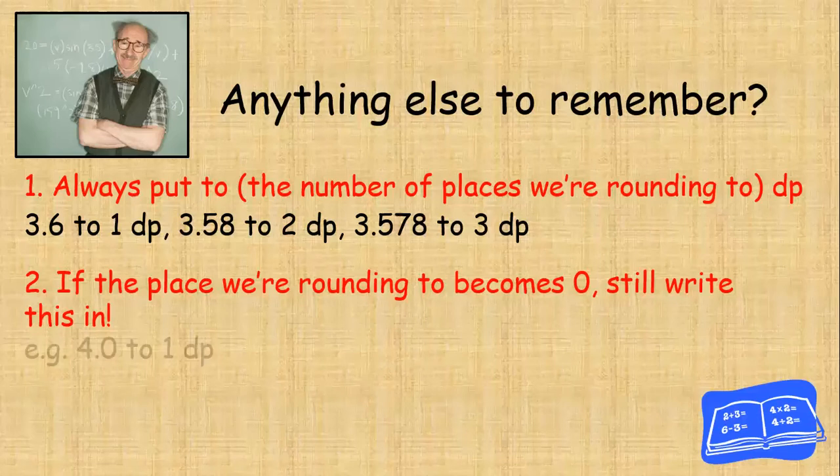Normally we'd hide them. So for instance, 4.0 to 1 decimal place, we'd leave the 0 there. Normally when we do decimal places, if there's nothing there, we just hide it away and we just have a 4. But when we've rounded, we have to leave the 0 to show that there was something below that.